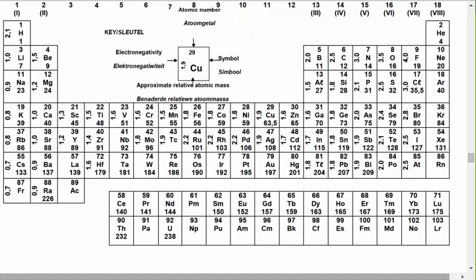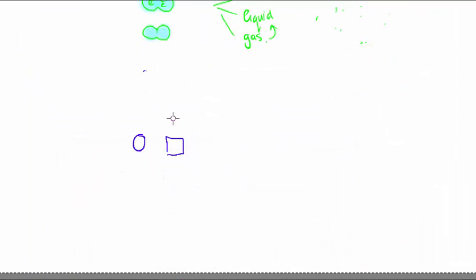How many energy levels must I draw for oxygen? Sorry, in what energy level is it? Guys, what tells me the energy level? The row. It's in which row? The second row. So 2 energy levels, which means I'm doing my s orbital, another s orbital, and p orbitals.